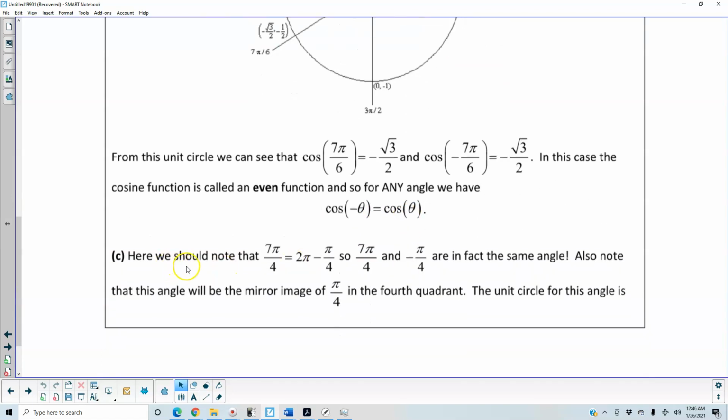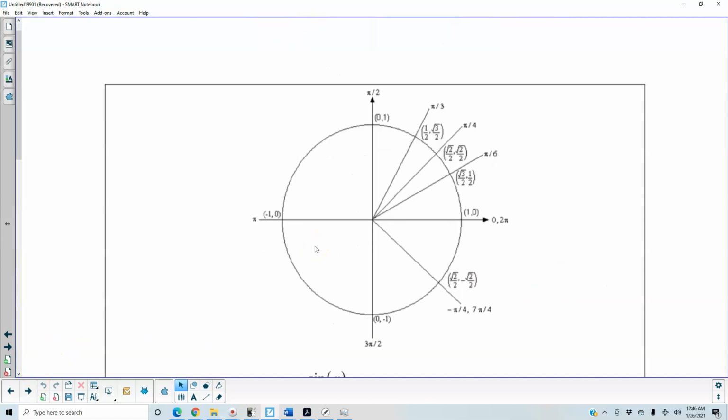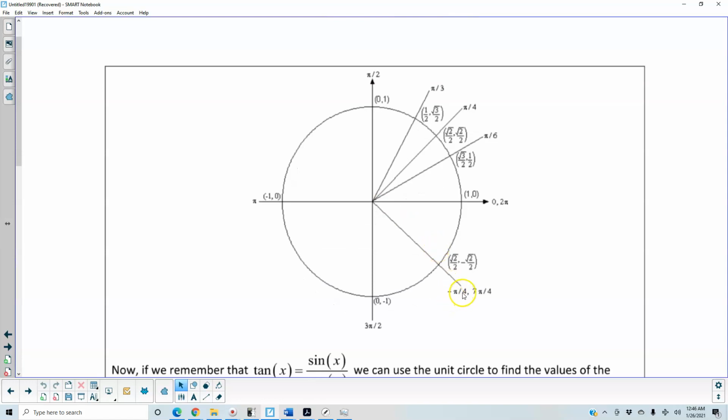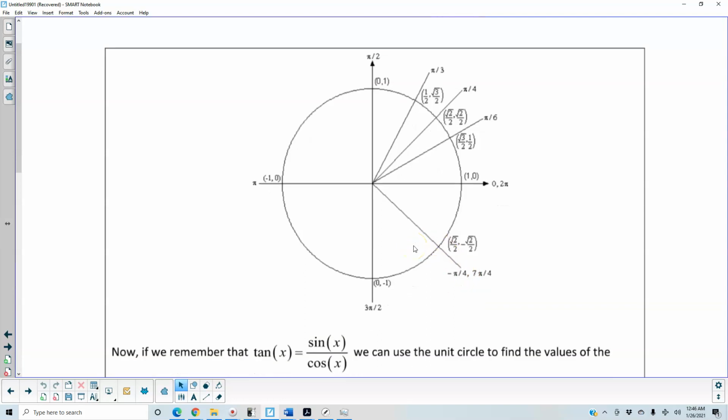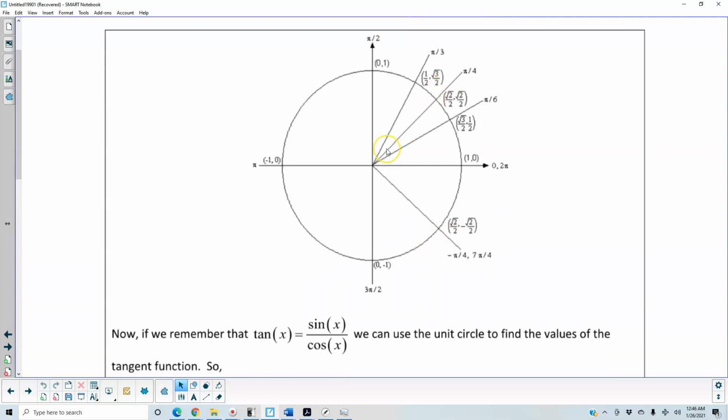Now for part C, here we should note that 7 pi over 4 is equal to 2 pi minus pi over 4. So 7 pi over 4 and negative pi over 4 are in fact the same angle. Also note that this angle will be the mirror image of pi over 4 in the fourth quadrant. The unit circle for this angle is the following. So here is negative pi over 4, here is 7 pi over 4. And again, that is a mirror image of our pi over 4. So that means that the x-coordinate is positive and the y-coordinate is negative.